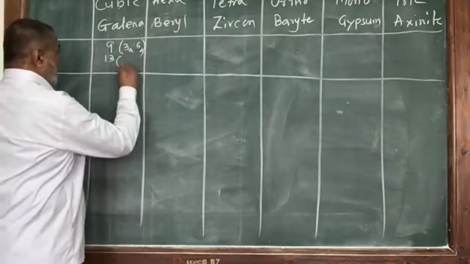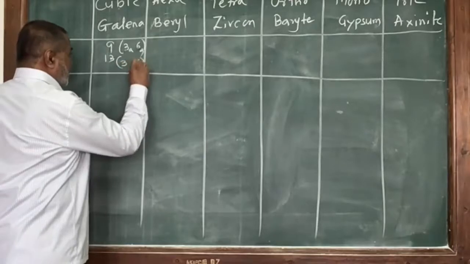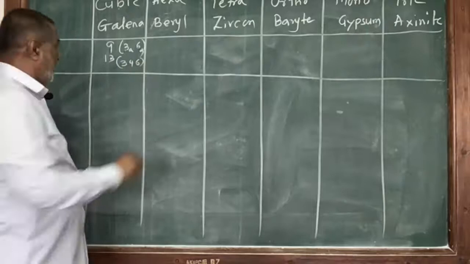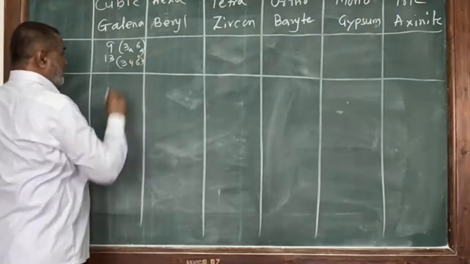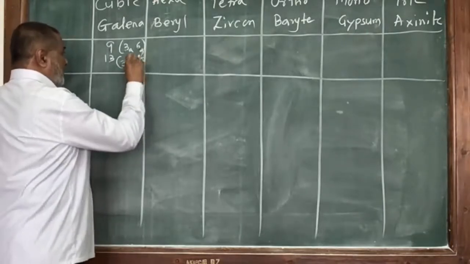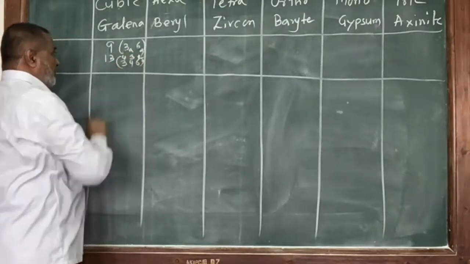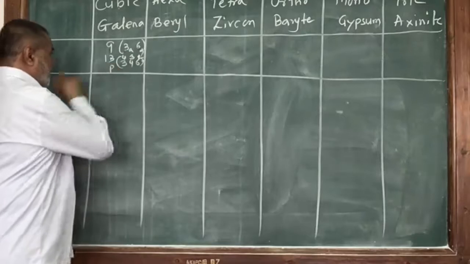13 axes. As it is, write down this number at the end. Subtract the number from here, you will get the middle number. And maximum gives minimum: 6 of 2-fold, then 4 of 3-fold, then 3 of 4-fold. Center of symmetry is present.